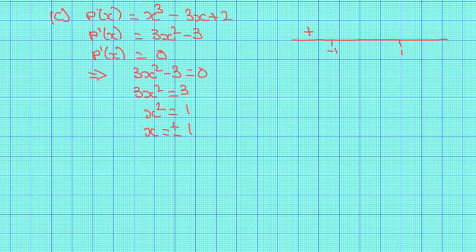We can do 0. So when x is 0, the gradient is minus 3, so it is negative. And then we'll do to the right of 1, say 2. So 2 squared is 4, times 3 is 12, minus 3 is 9, so it is positive. So at x equals minus 1, it goes positive, 0, negative. So we have a local maximum.